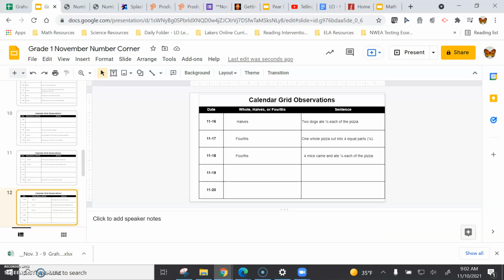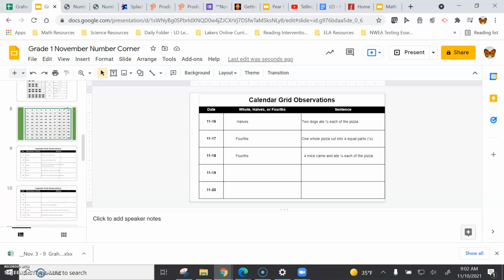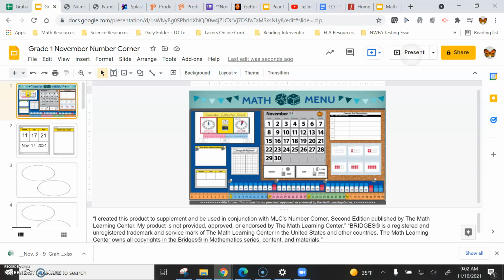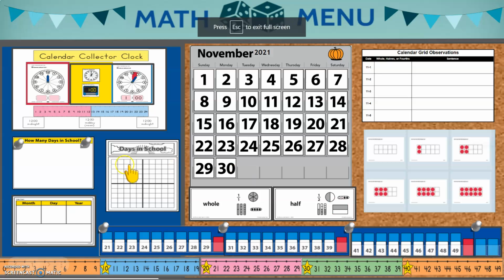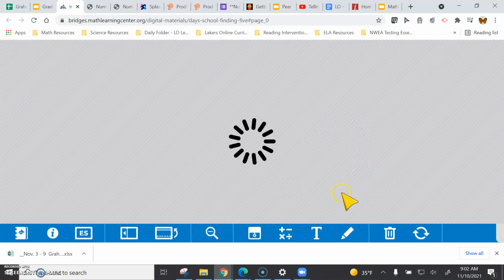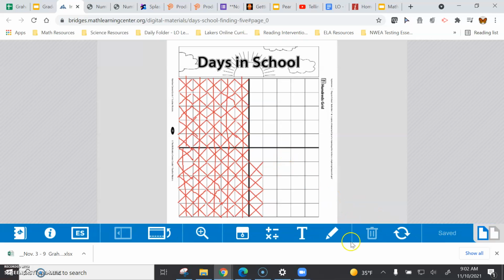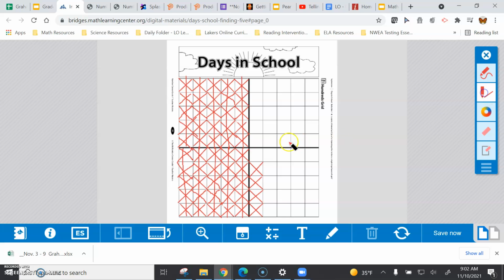Let's see what else we are going to have for our information today. Let's add another day in school. Wow, we did it! Look at this, we've made another group of 5. So now we have officially been in school 55 days. 55 days of school together. Very cool.